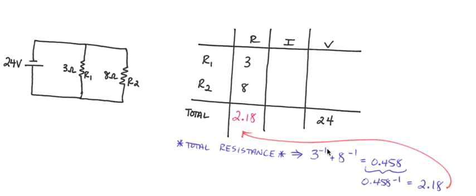In your calculator, it'll be much easier to just hit 3, and there's a button that should say x to the negative 1. So 3 to the negative 1 plus 8 to the negative 1 will give me 0.458. If I raise that to the negative 1, that will give me my total resistance. A little more complicated. Once you try this a few times and you get used to it, it'll become second nature. So I now know that my resistance is 2.18 ohms, which you'll notice is less than both of these.